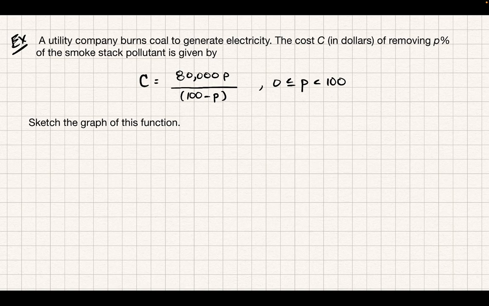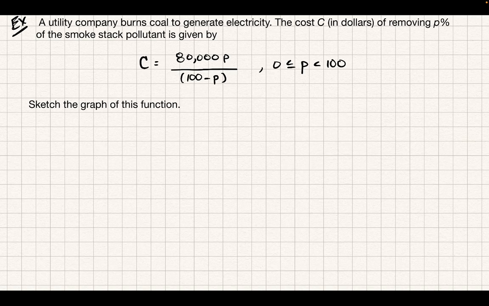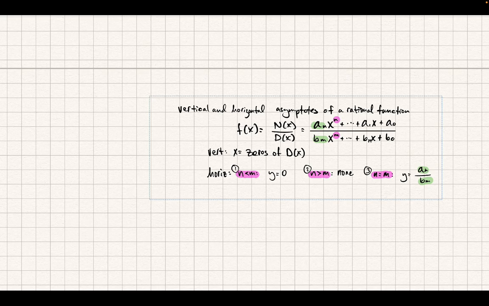All right, so here's an example that says, a utility company burns coal to generate electricity. The cost, C, in dollars of removing P% of the smokestack pollutants is given by this formula. C equals 80,000 P over 1 minus P. And this works for P from 0 to less than 100. So sketch the graph of this function. So I have written a condensed version of the rules. Hold on, here's my condensed version of the rules.